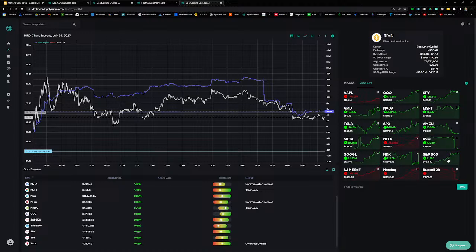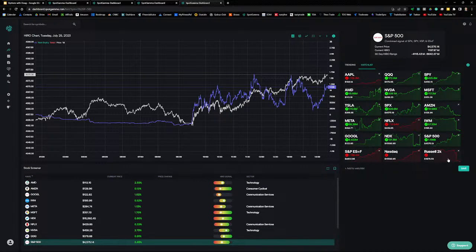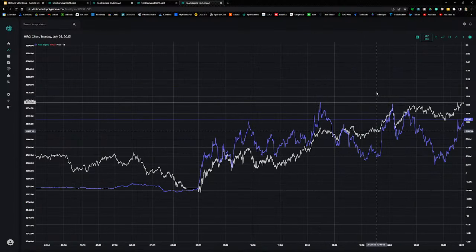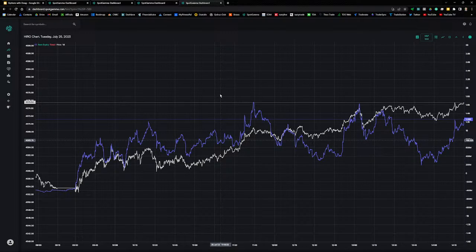Let's take a look at the S&P 500. And you're welcome, Serendipity. All right, so this is the S&P 500. Traders continue to take positive delta positions. Price continues to grind higher. Let's go back to Bookmap.